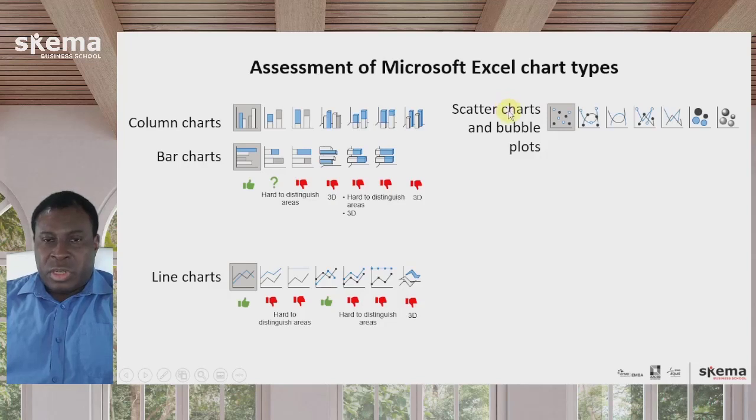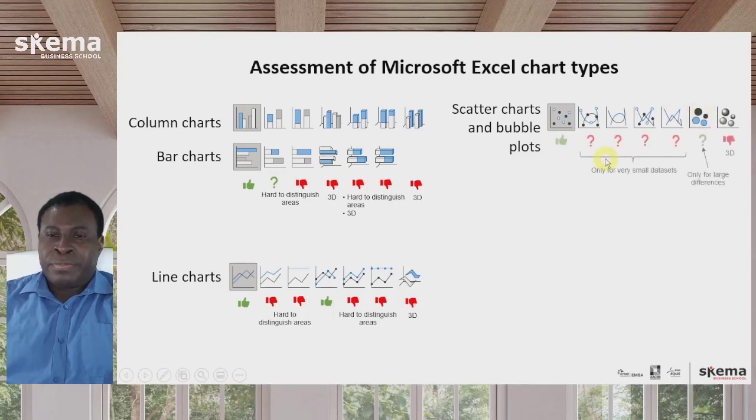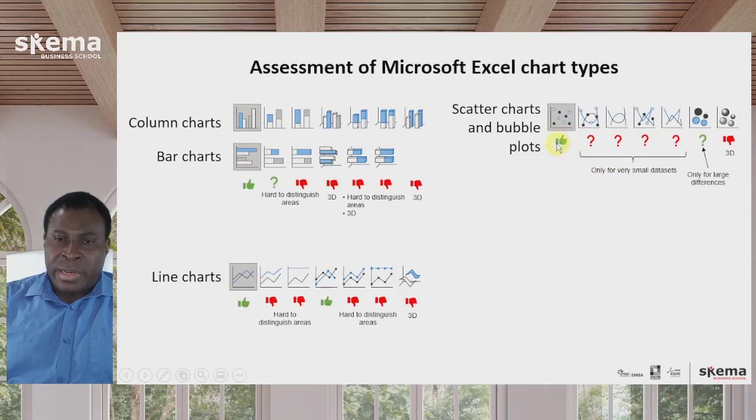Another family of charts are scatter charts and bubble charts. And these present dots on a two-dimensional surface, sometimes connected with lines. Bubble charts add a third dimension where the size of the dots indicates some additional value. Scatter plots or scatter charts are very good chart types, because the location of the points on two axes represents something meaningful.